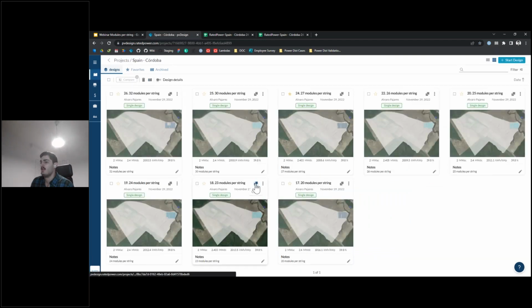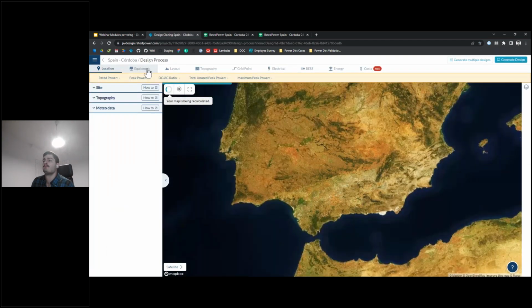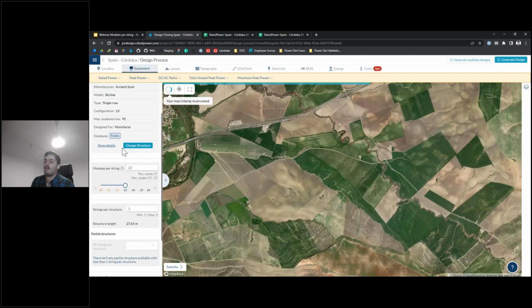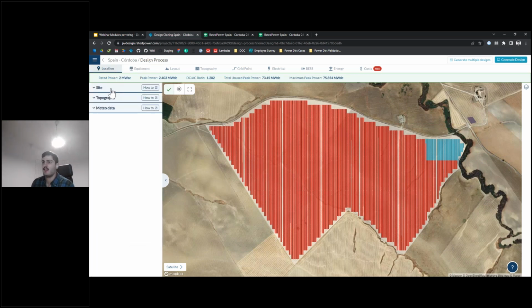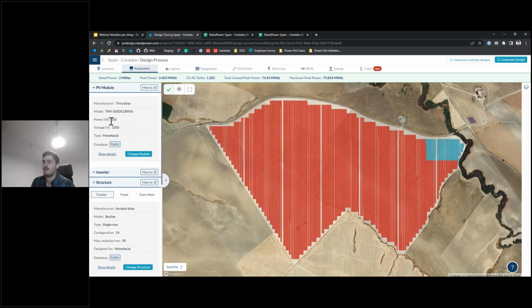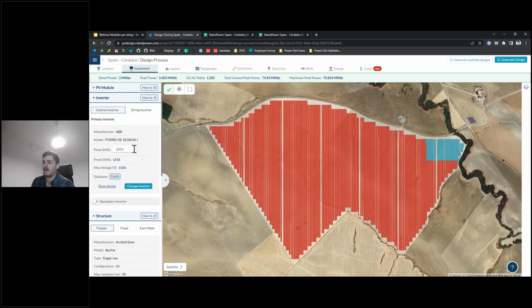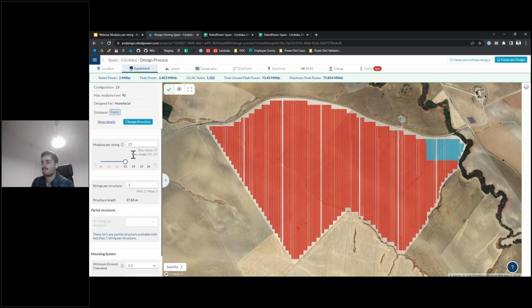and we look at this specific case, here is where we can define the modules per string. It will consider the meteorological data from this specific location. We are going to recover the meteorological data from different databases. The minimum historical temperature is going to be taken from there. And according to the module, which in this case is 500 watts, and the inverter that I have selected, we are going to have these recommendations for the modules per string.